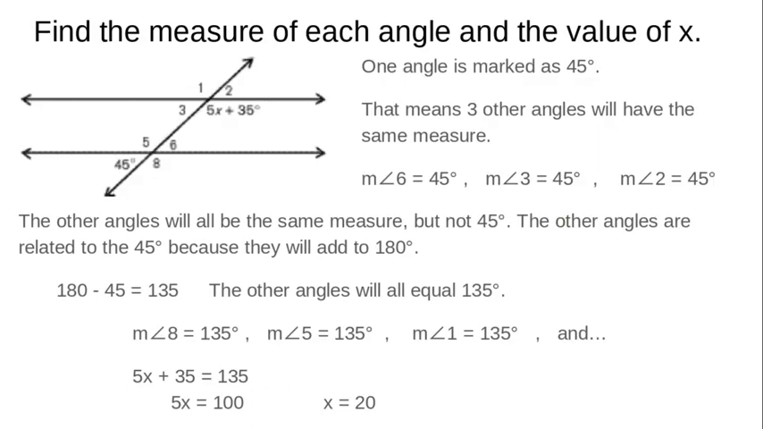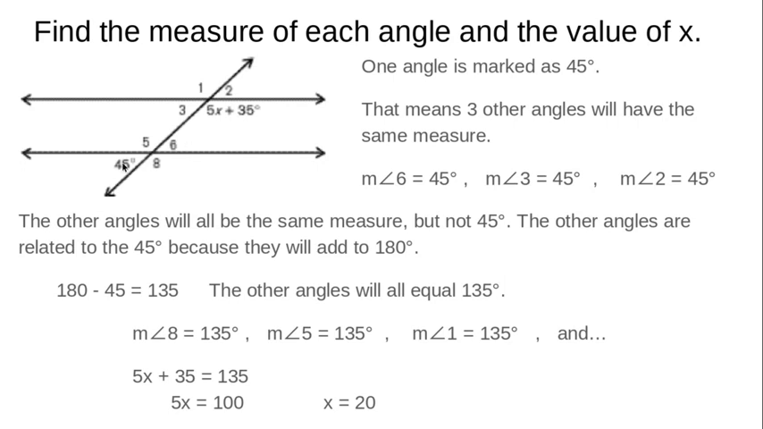Now that slide my screen keeps wanting to go to. Find the measure of each angle and the value of x. So when I look over here, I see 8 angles. One of them has an expression written in it rather than a number. So 5x plus 35 is here. And then way down here at what would be angle number 7, we've got a 45 degrees. That's the only angle that's marked. So if this one is 45, then 3 other angles are all going to have that same measure.